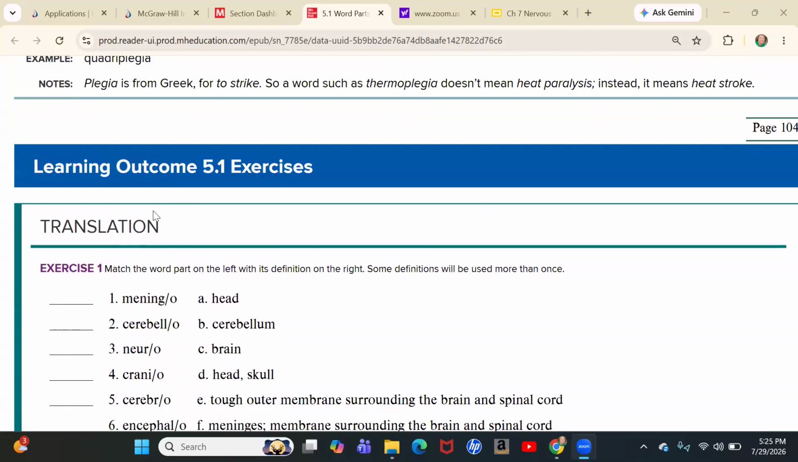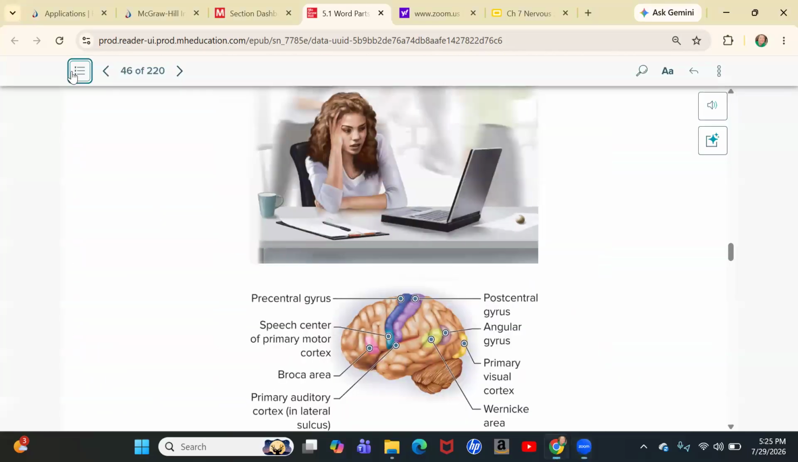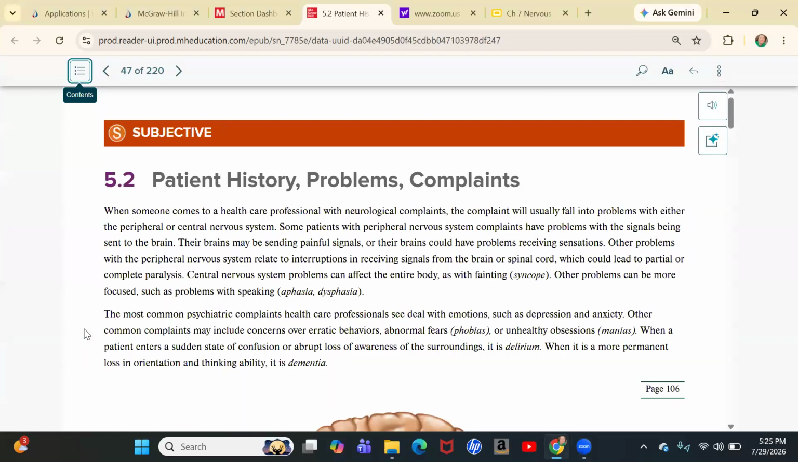All right, your learning exercises, of course. Then we have patient history.